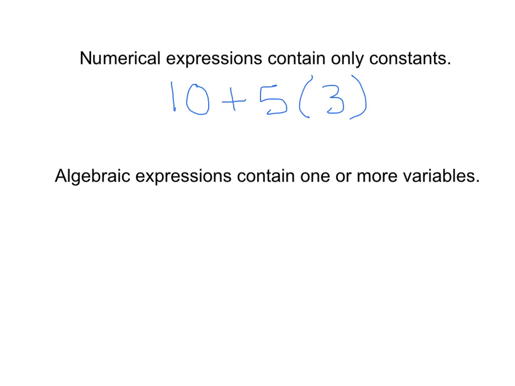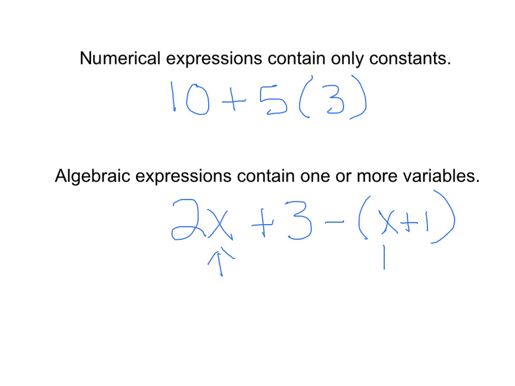Algebraic expressions contain one or more variables, like maybe 2 times x, or 2x, plus 3 minus, let's say, parentheses, x plus 1. Here we have an algebraic expression because it contains a variable, and this time the variable is the letter x.